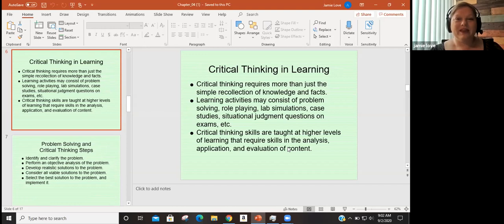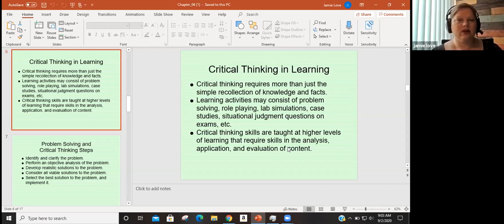But critical thinking requires more than just simple recollection of knowledge and facts. You're going to develop better skills the more situations that you're in. So sometimes role playing helps, and lab simulations. That's why we do lab comps here on campus with you guys. We actually do trauma labs before you graduate, putting you in a little bit more difficult scenarios. And we ask you situational and judgment questions on exams. That's also why we have some fill in the blank questions on our exams, to see how you're thinking on subjects instead of just guessing on a multiple choice.